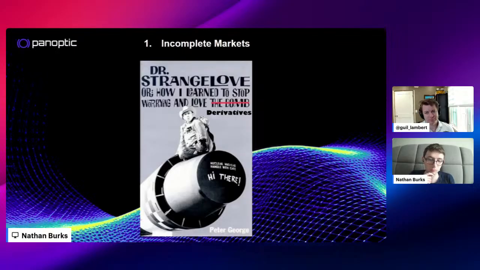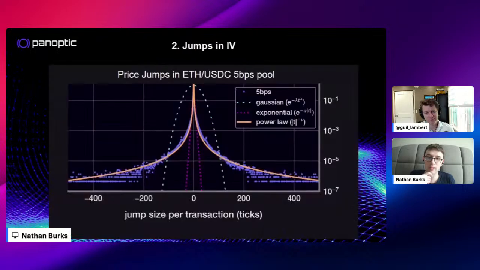And then part and parcel as a component of that are jumps. Now, jumps exist in any asset market and can't be hedged away completely. So I guess all markets are rendered incomplete in that sense. But like I said, you have this inherent asymmetry within an AMM like Uniswap. So that makes them especially hard to hedge away because it's incomplete by design. And then you have these jumps on top of it. So now these are price jumps within the ETH USDC 5 bips pool. They apply to the 30 bips pool as well.